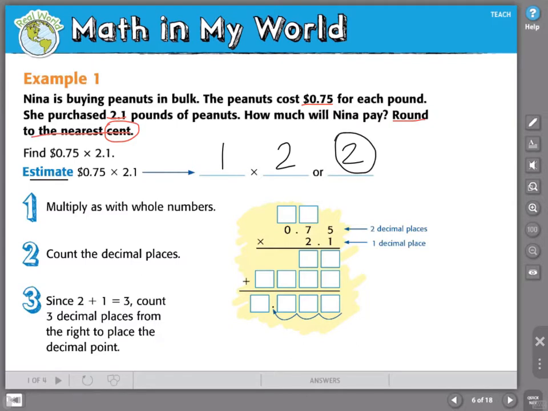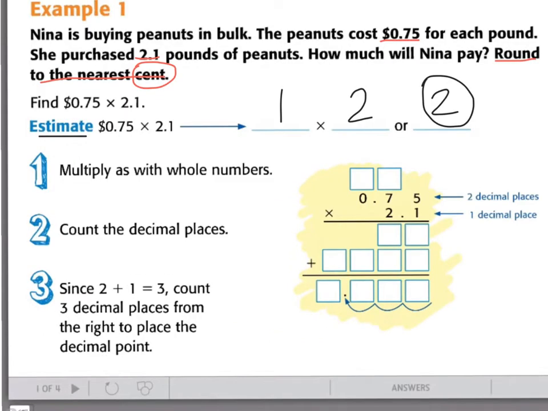So I've got 75 cents and 2 1/10, and I'm going to multiply them just like they are whole numbers. Let's make it just a little bit bigger here. Now, let's go ahead and multiply. My first step is to multiply 5 times 1. 5 times 1 is 5. My next step is to multiply 7 times 1. 7 times 1 is 7. I could multiply 0 times 1, but it would just be 0. So now I need to move on to my next step.